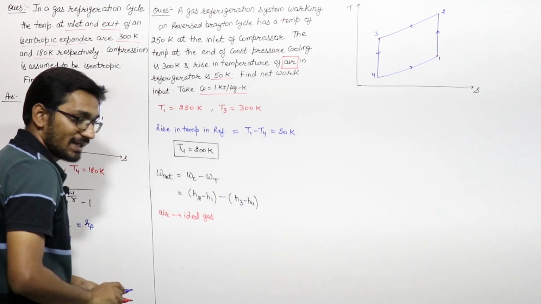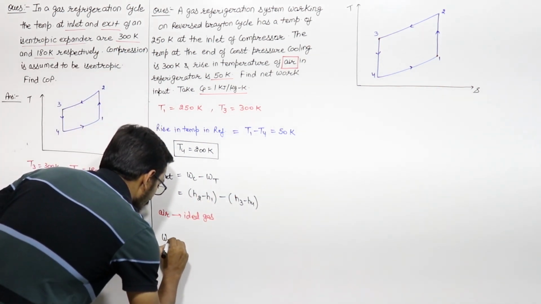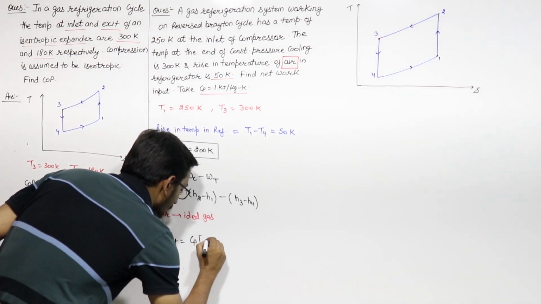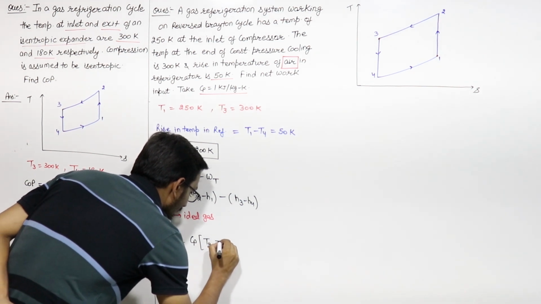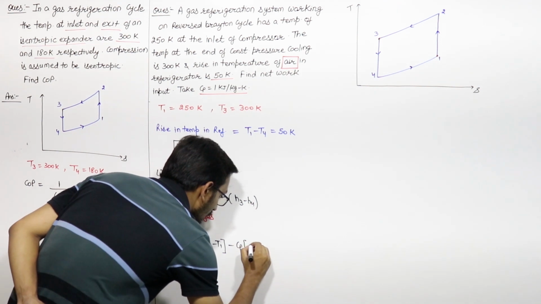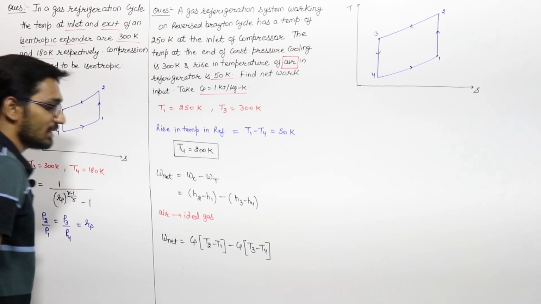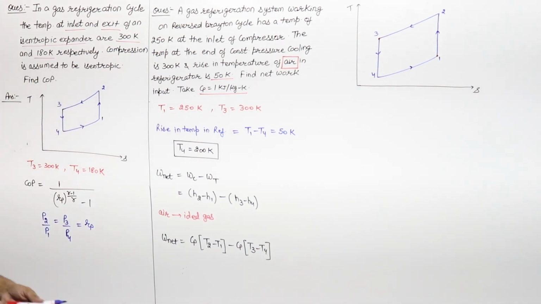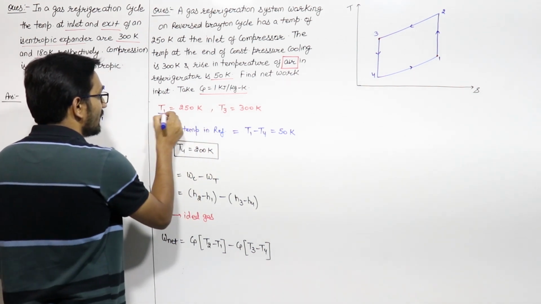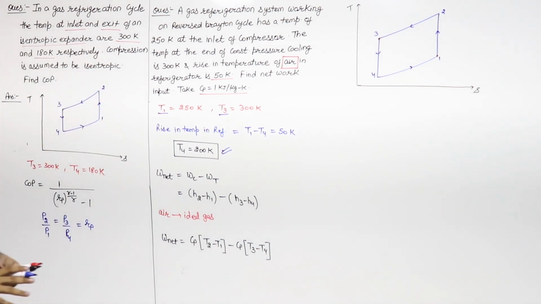So in case of an ideal gas, you can write in the Cp dT form. So the net work will be equal to Cp into (T2 minus T1) minus Cp into (T3 minus T4). So we want all these temperatures. We know three temperatures: T1, T3, and T4. So how to find T2?